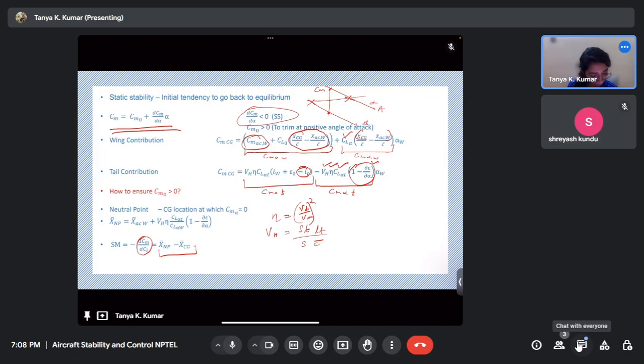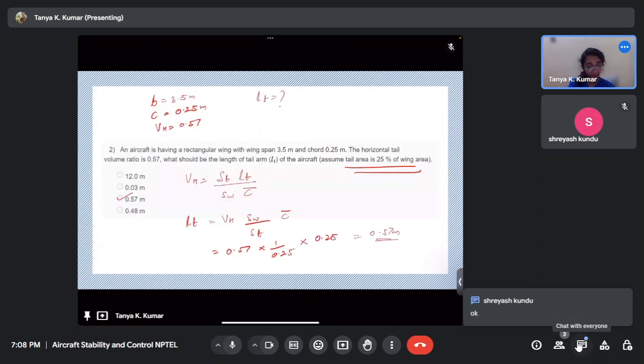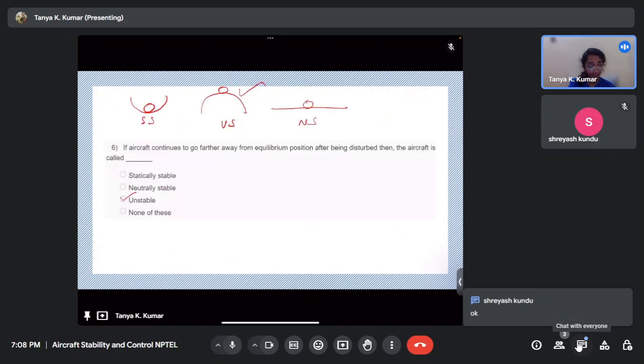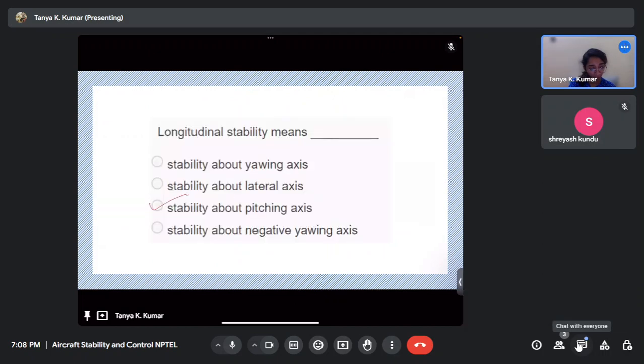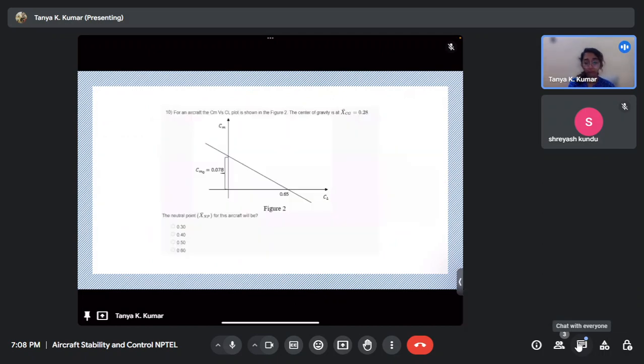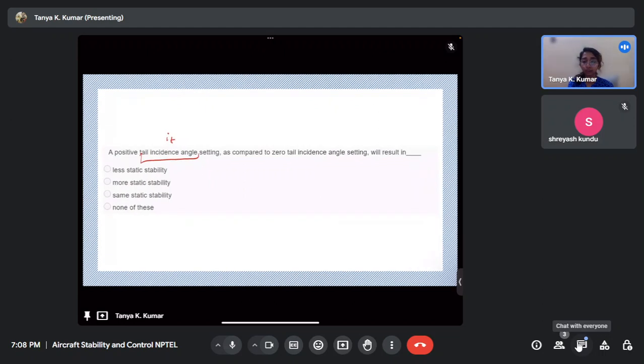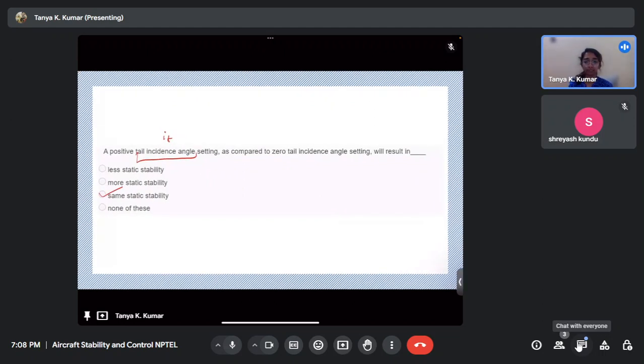This term. It doesn't feature anywhere else. So it doesn't affect the stability in any way. Okay, so when you have a different tail setting angle, let's just go to that question. Positive, negative, zero tail setting angle, none of them affect the static stability. So it retains the same static stability. That's the right answer.